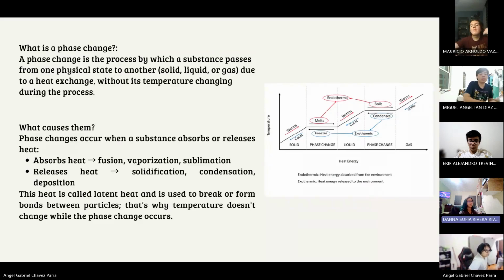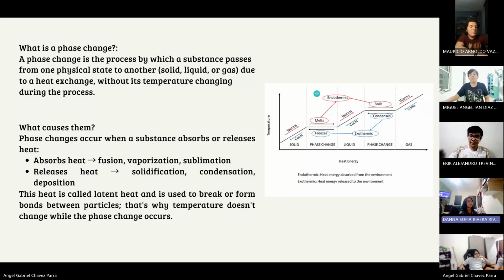What is a phase change? A phase change is the process by which a substance passes from one physical state to another, solid, liquid, or gas, due to a heat exchange, without its temperature changing during the process.